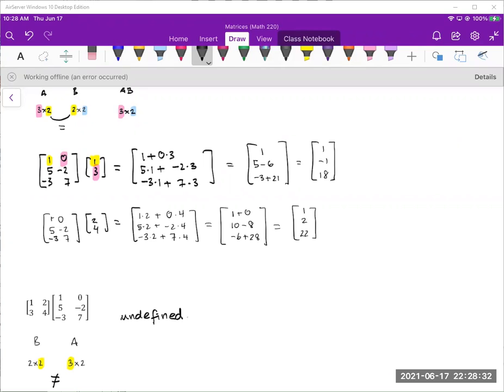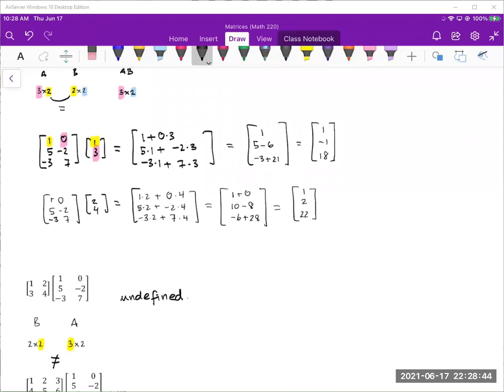So this matrix product is undefined. Matrix multiplication can only be done in the case that the number of columns of the left matrix is equal to the number of rows of the right matrix. Let's look at two more examples.